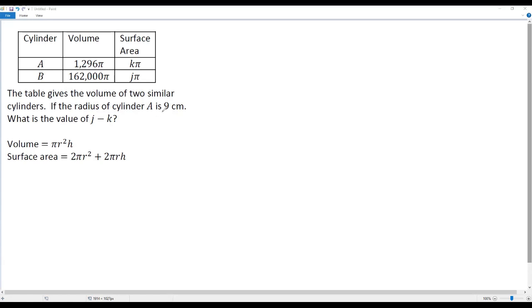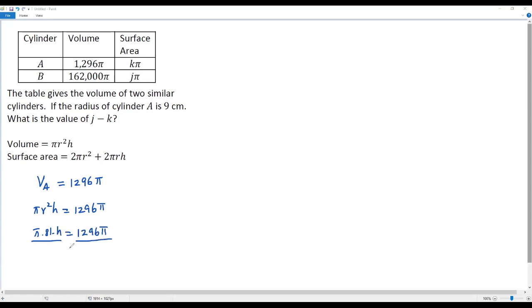Okay, let's use the radius of cylinder A and the volume of cylinder A to get the height. Once I get the height of cylinder A, I can get the surface area of cylinder A. Now let me take the volume of cylinder A, that is equal to 1296 pi. And we have the formula for the volume of a cylinder, that is pi r squared h equals 1296 pi. For cylinder A, the radius is 9 centimeters, so we can plug in this 9 for r. Then it will become 9 squared. 9 squared is 81. That is, we get pi times 81 times h equals 1296 pi.